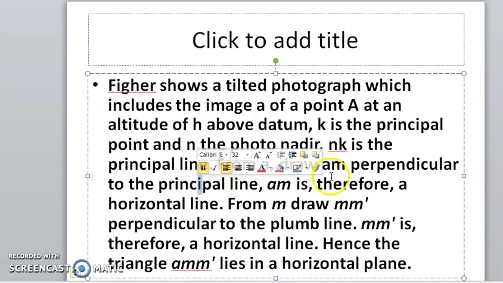From A, draw AM perpendicular to the principal line. AM is therefore a horizontal line. From M, draw MM' perpendicular to the bump line. M' is therefore horizontal, and triangle AMM' lies in the horizontal plane.